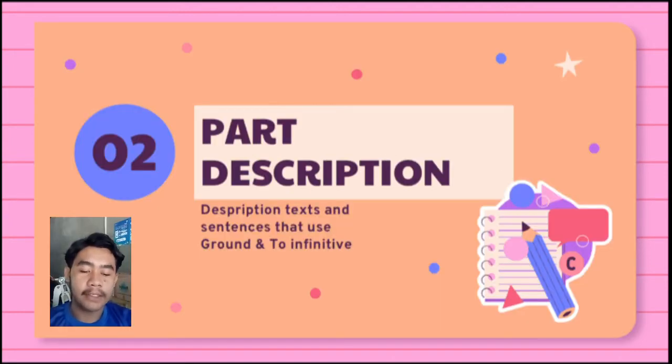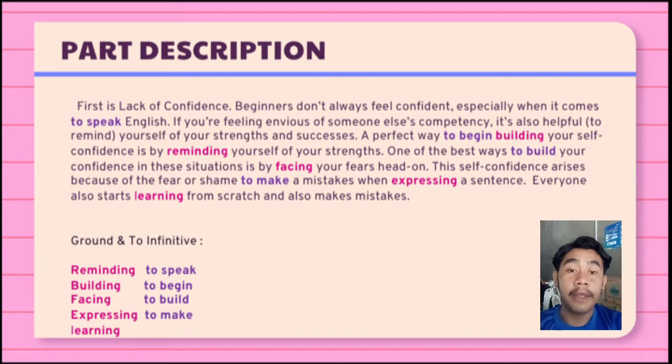Number 2, part description. The first is a lack of confidence. Beginners don't always feel confident, especially when it comes to speaking English. If you are feeling any pause or someone else not comprehending, it's helpful to remind yourself of your strengths and successes. A perfect way to begin building your self-confidence is by reminding yourself of your strengths. One of the best ways to build your confidence is by raising your hand first.